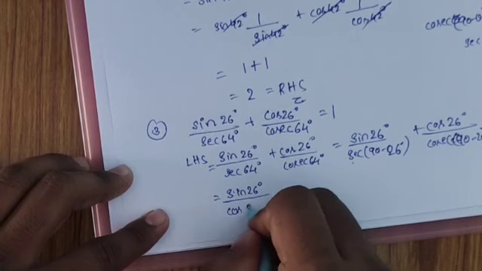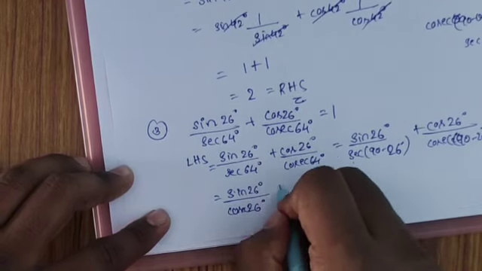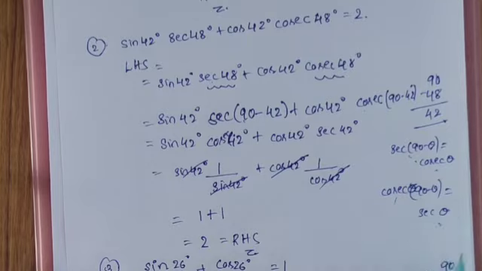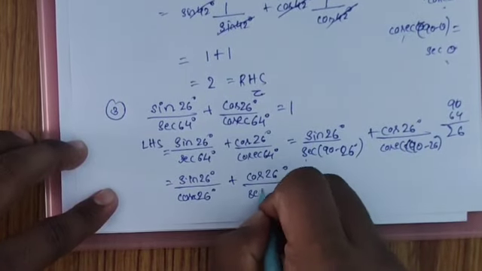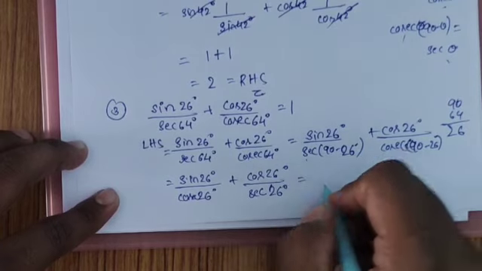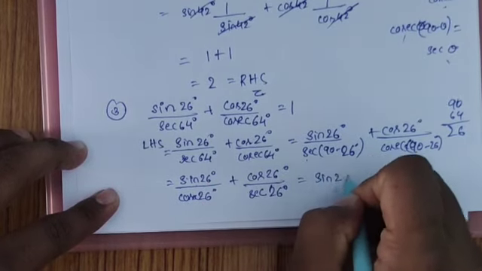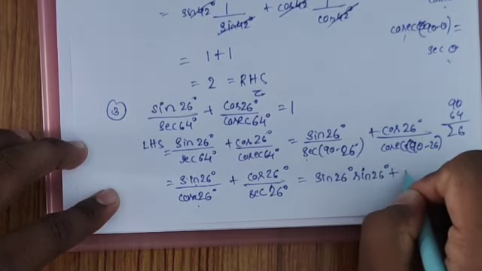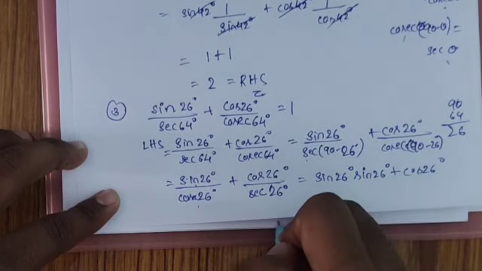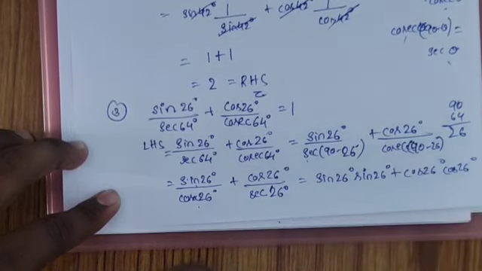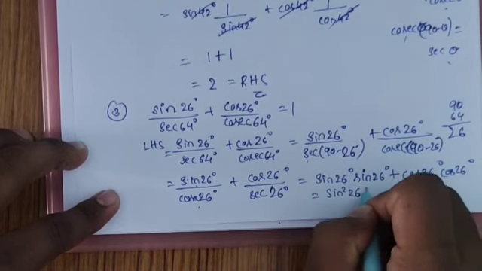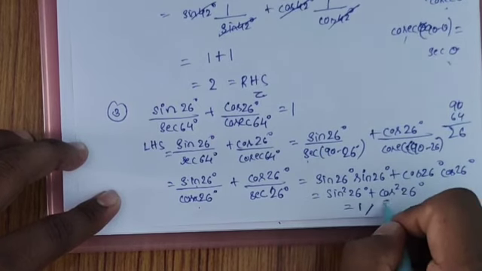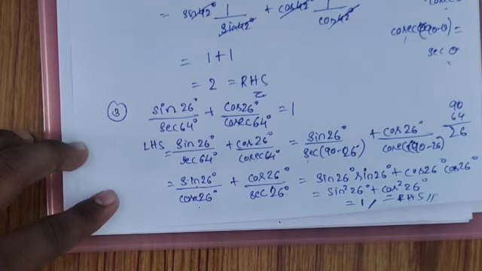Here cosecant of 26 degree plus cos 26 degree as it is. Here cosecant of 90 minus theta can be changed as secant theta. So I will write here secant of 26 degree. Then in the next step, here sin 26 degree is there. 1 by cosecant theta can be written as sin theta, so that is sin 26 degree. Plus similarly cos 26 degree, 1 by secant theta can be written as cos. So therefore sin square of 26 degree plus cos square of 26 degree will be equal to 1. This is your RHS. So that is what you need to show.